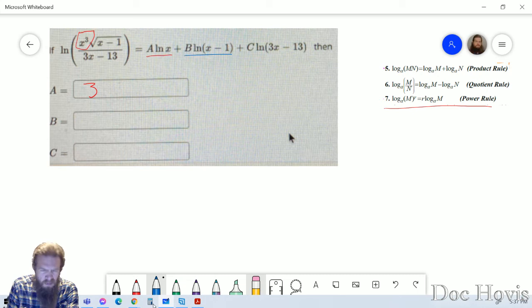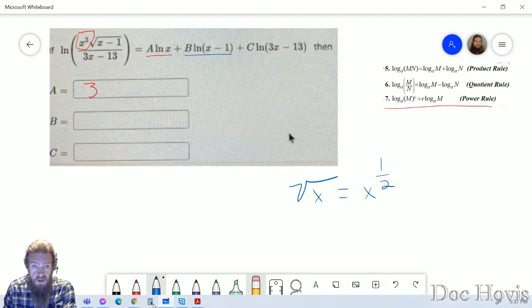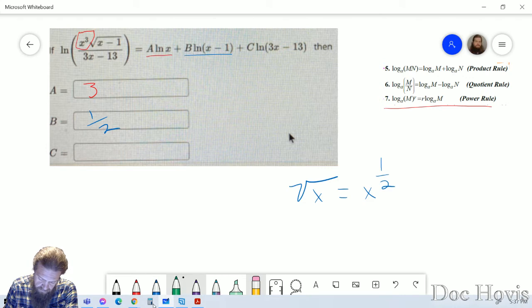And so the second part is this x minus 1 right there. Well, what is a square root? A square root of x is equal to x to the 1 half. All right, so what's being brought out front? Real simple. That's a 1 half right there.